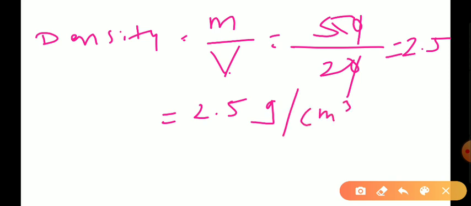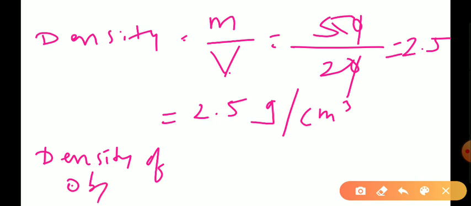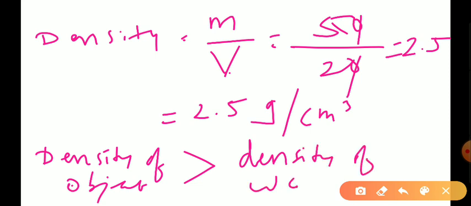So what we have now is that the density of the object is more than the density of water. Then at the end we have to write down the sentence: therefore the object will sink in water, because the density of the object is higher than the density of water, so it will sink in the water.